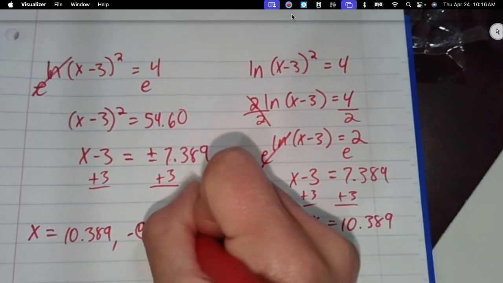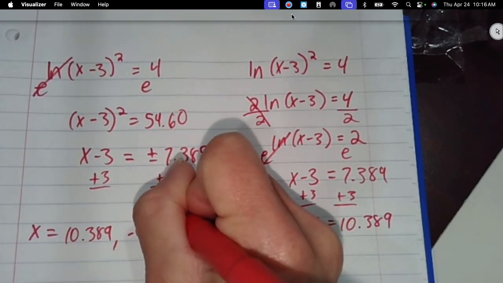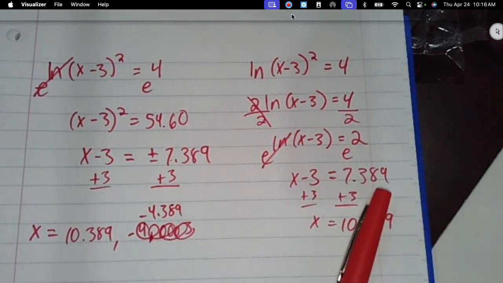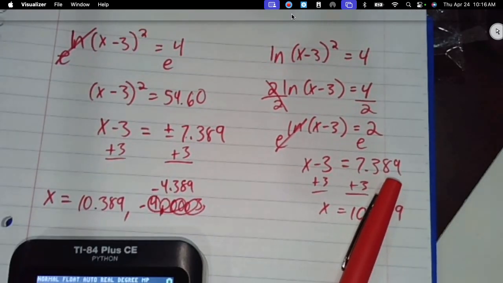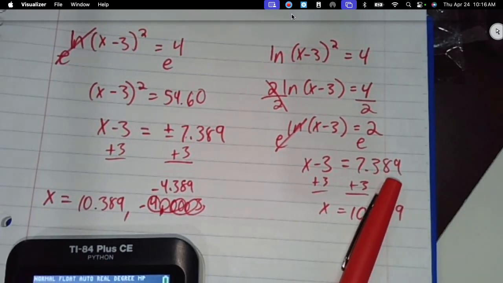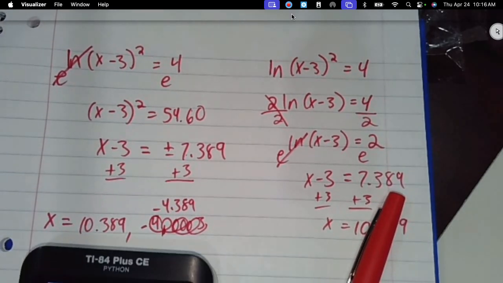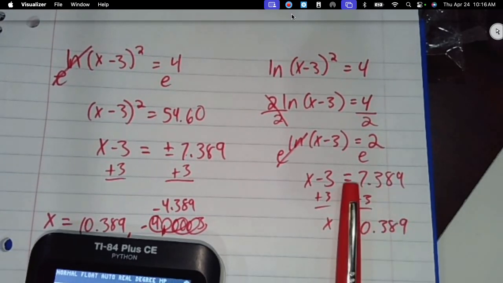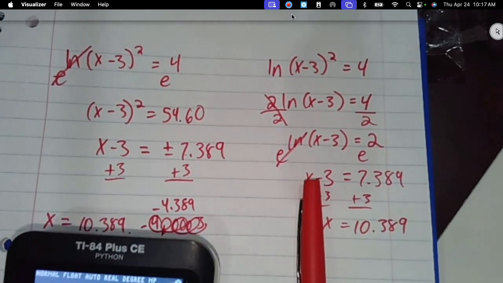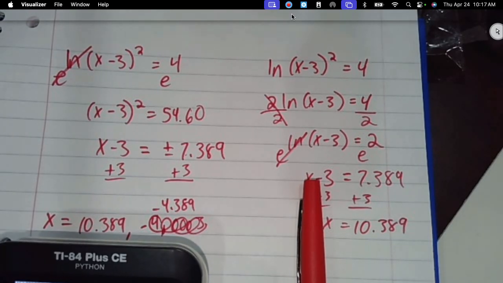This is kind of weird. Oh my goodness. I typed in the wrong number. Negative 4.389 minus 3 squared. What am I doing?